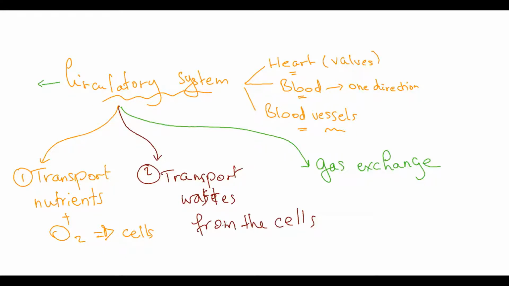The first type of circulation is called the single circulation. Single circulation is found in fish. I'm going to show it to you and tell you why it is called single. And there is the double circulation, and I'm going to show you a picture now.